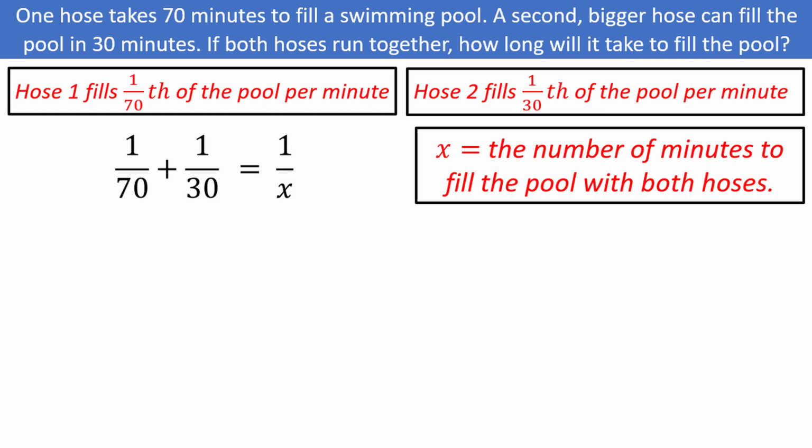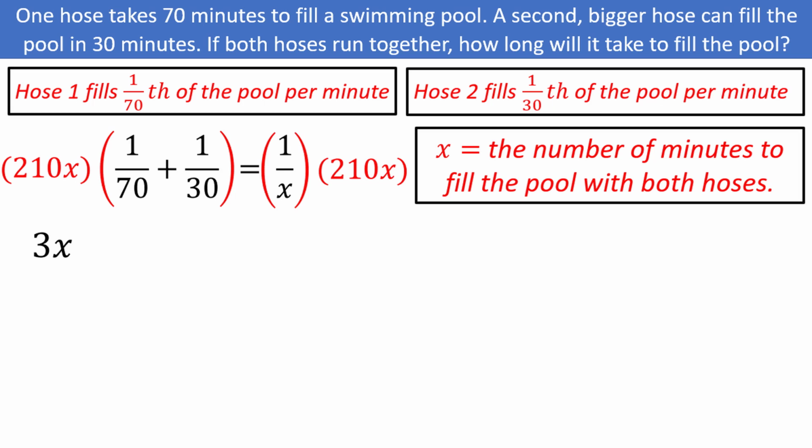The left-hand side of the equation represents the two hoses working together, which is why we have added their rates. The right-hand side represents the combined rate of the two hoses. Let's multiply by the least common denominator, which is 210x. 210 divided by 70 is 3, so we have 3x on the first term. 210 divided by 30 is 7, so we have 7x from the second term.